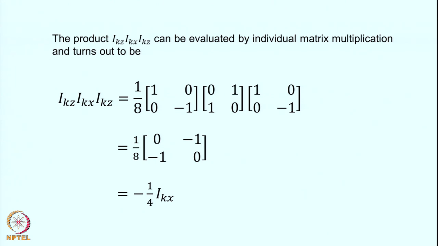Now here we have to calculate what the 3 product term implies. So we have here IKZ, IKX, IKZ. What does this imply? Let us try and calculate that using these matrices once more. I have put here IKZ is half of 1, minus 1, and IKX is half of 0 1 1 0, and IKZ again is another half of 1 0 0 minus 1. So you put these 3 matrices, because this is the k spin, I can simply take the product. Notice all of these belong to the k spin. Therefore, I can simply take the product here, and this gives me minus 1 by 4 IKX.